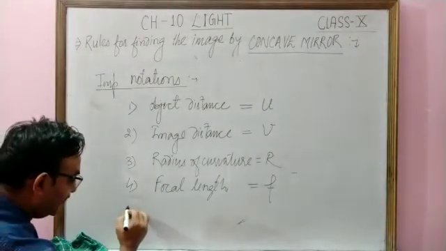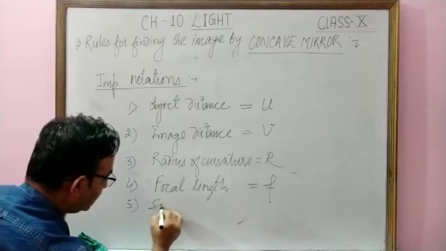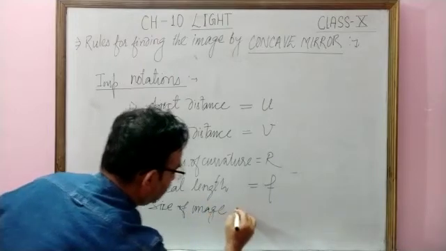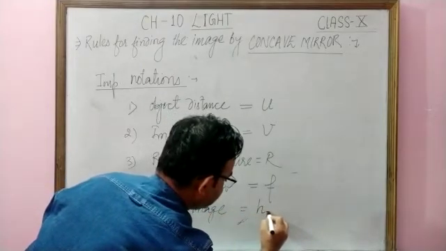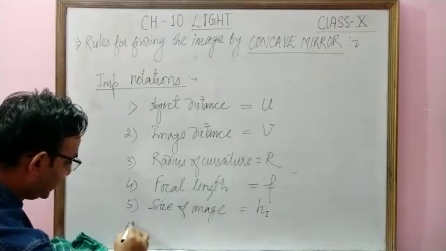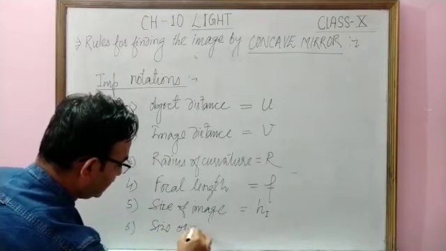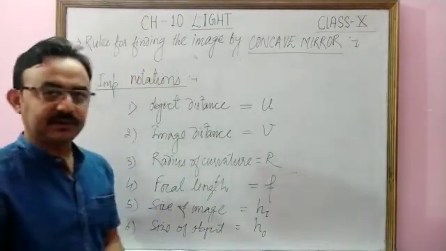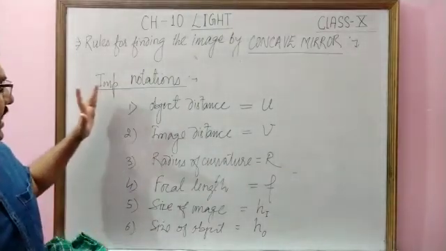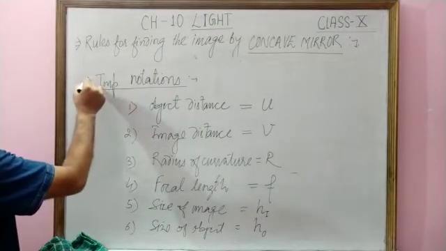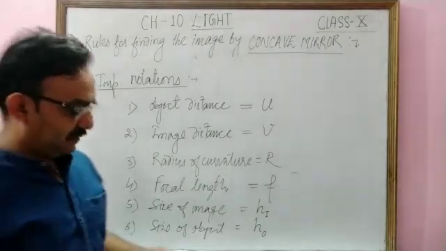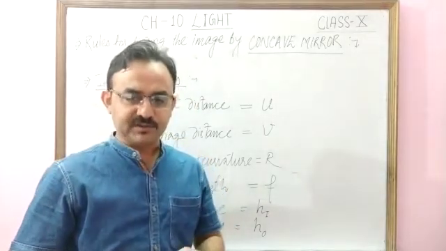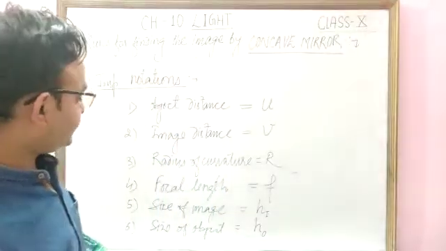Size of image is denoted by HI. Size of object is denoted by HO. Clear? These are some important notations which you have to use when we will solve the numericals related to mirrors. Clear? Okay.